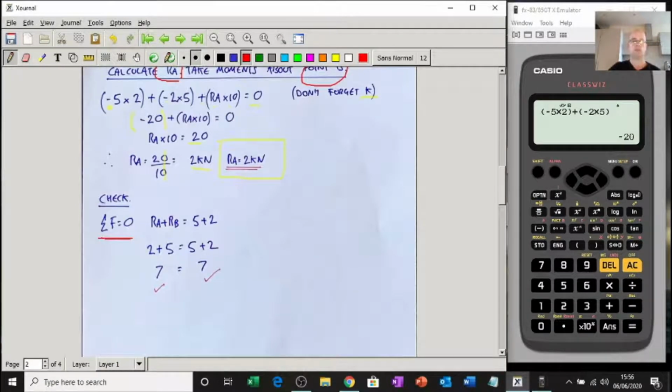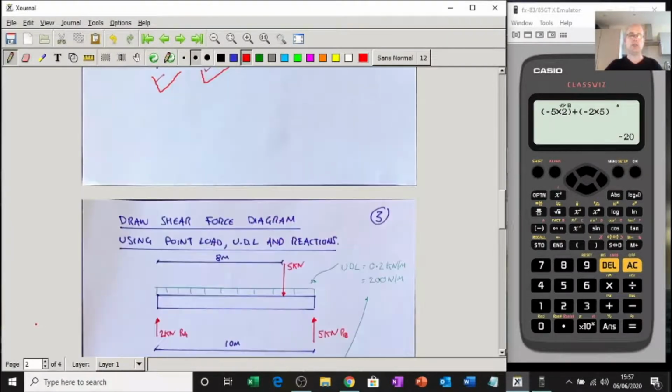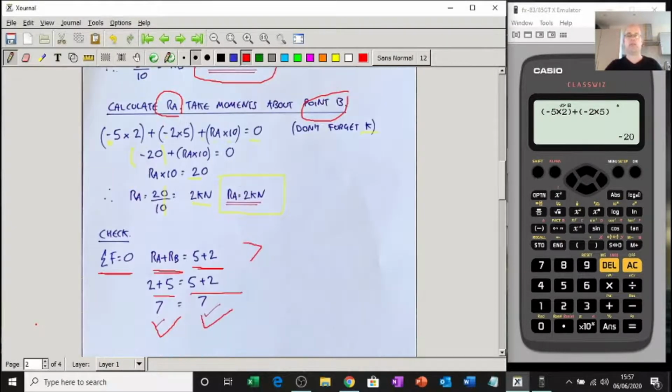Sum of the forces equals 0. So RA plus RB has got to equal what's coming down. We've got 7 coming down and we've got 7 coming up. So 99.99% positive that I'm correct with that. If these weren't correct, then when we do our shear force diagram, everything else is going to be out. So you need to make sure, do it and do it and do it 3 or 4 times just to make sure that your reactions are correct.